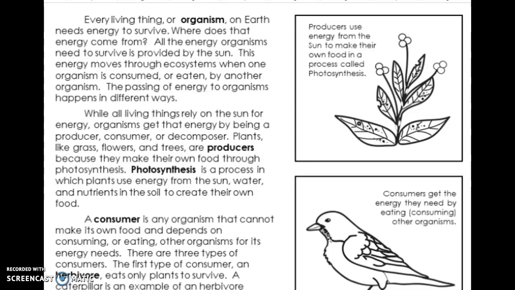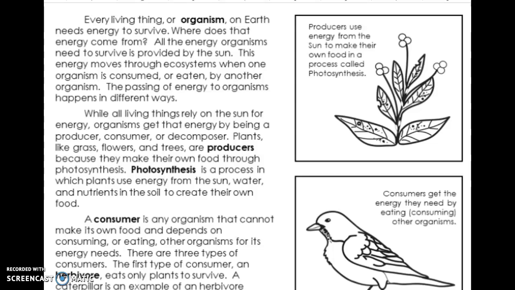To the right with the picture of the plant, it says producers use energy from the sun to make their own food in a process called photosynthesis. Underneath that, in the picture of the bird, it says consumers get the energy they need by eating or consuming other organisms.